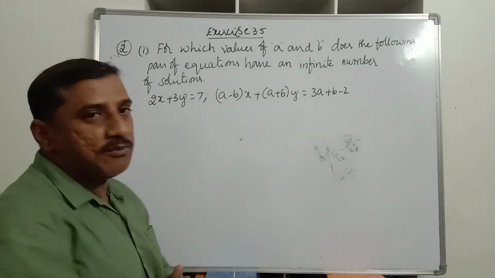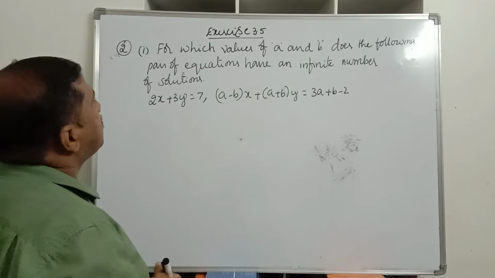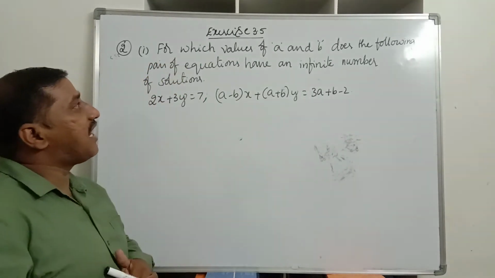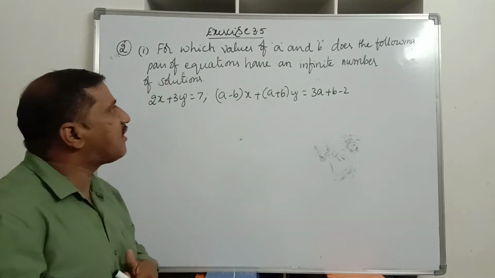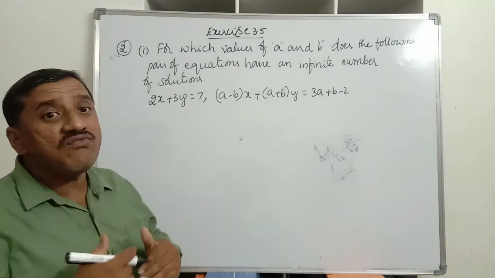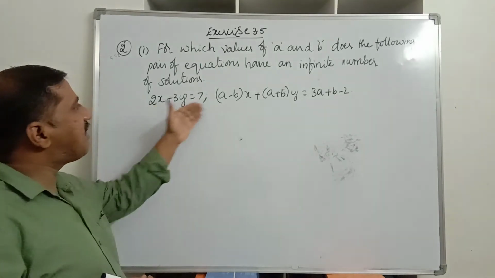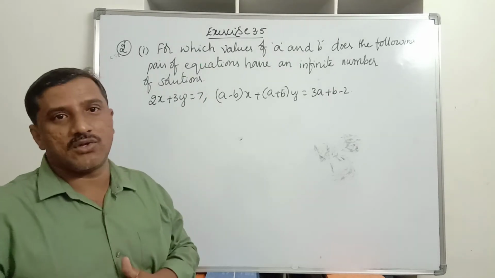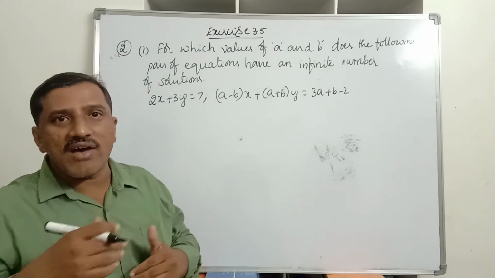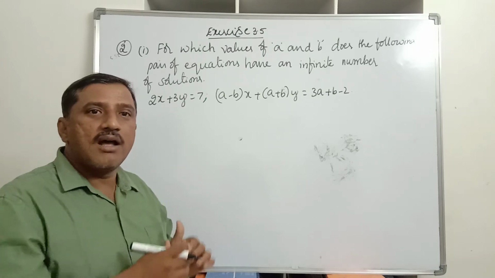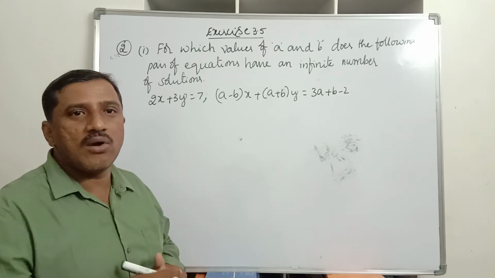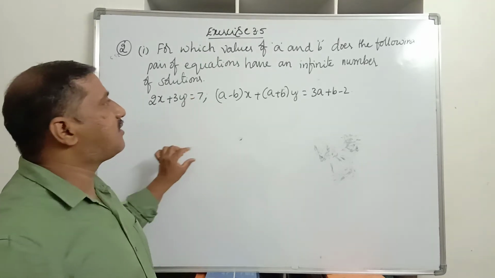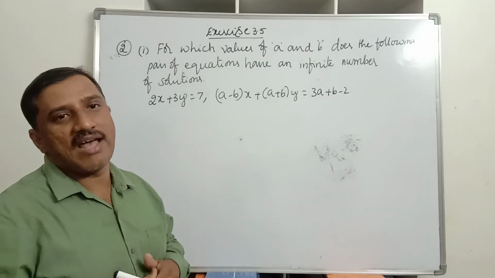Now we will discuss one more sum from exercise number 3.5, that is the second question, first bit. For which values of a and b does the following pair of linear equations have an infinite number of solutions? So you are given one pair of equations, and that pair has infinite number of solutions. What is the condition to have an infinite number of solutions? It is all the three ratios: a1 by a2 is equal to b1 by b2 is equal to c1 by c2. Use that concept and find the a and b values.